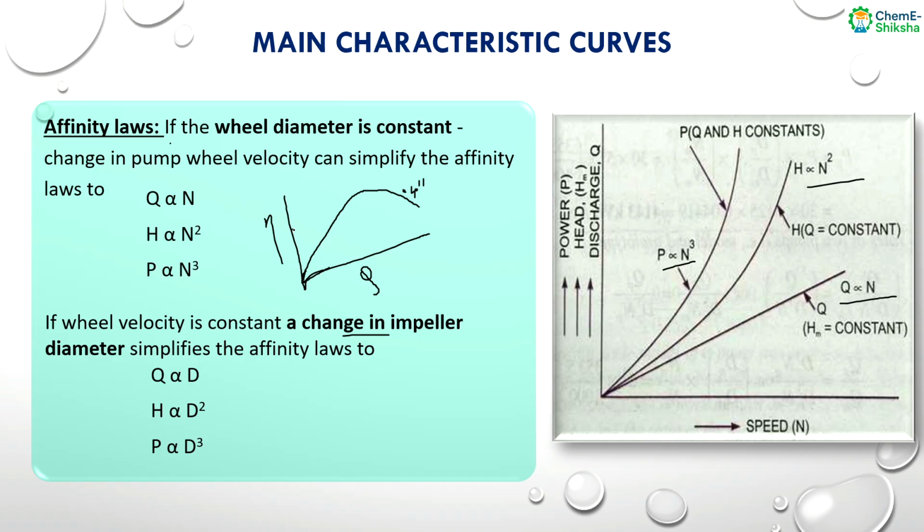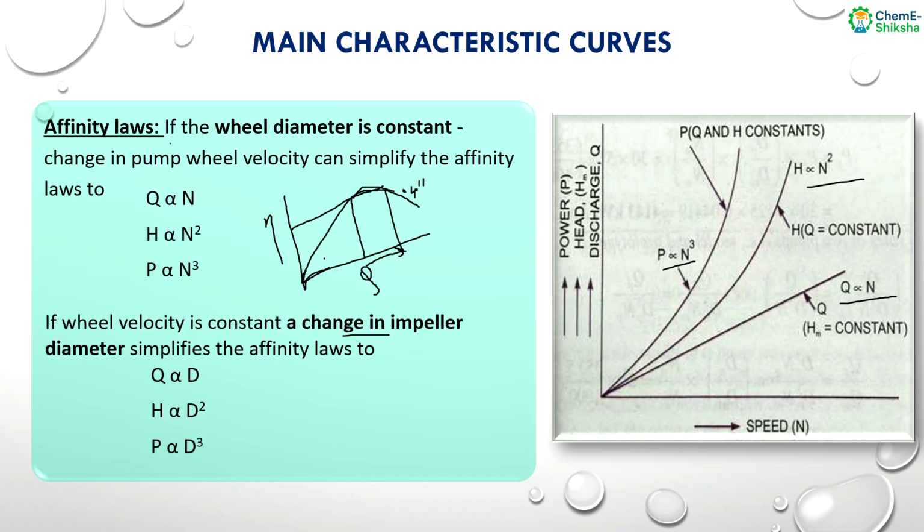So corresponding to this 90% efficiency, we have this flow rate, this and this. That means if we want our pump to act at or above 90%, we have to keep the flow rate in this range, right?